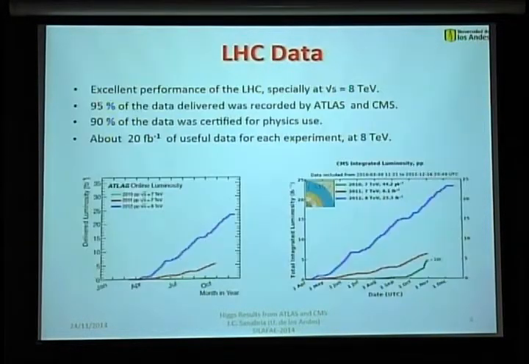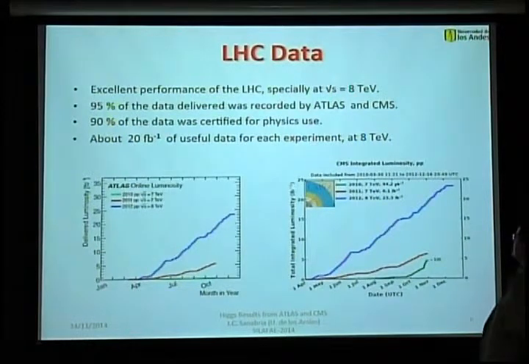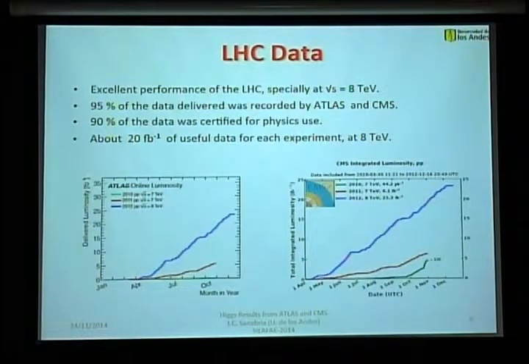So during the first run of the LHC, the performance of the machine, after some accident that we want to forget, first ran at 7 TeV and later at 8 TeV. Especially at 8 TeV, the performance of the machine and of the two experiments, ATLAS and CMS, recording all that excellent data, was exceptional. At 8 TeV, on the order of 20 inverse femtobarns of useful data was recorded by both ATLAS and CMS.